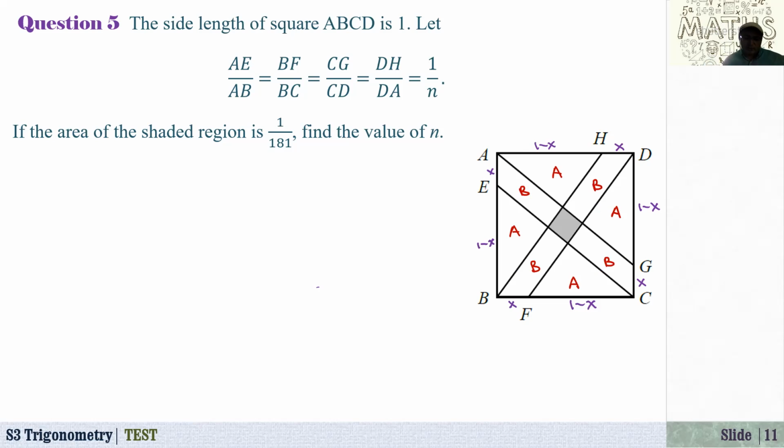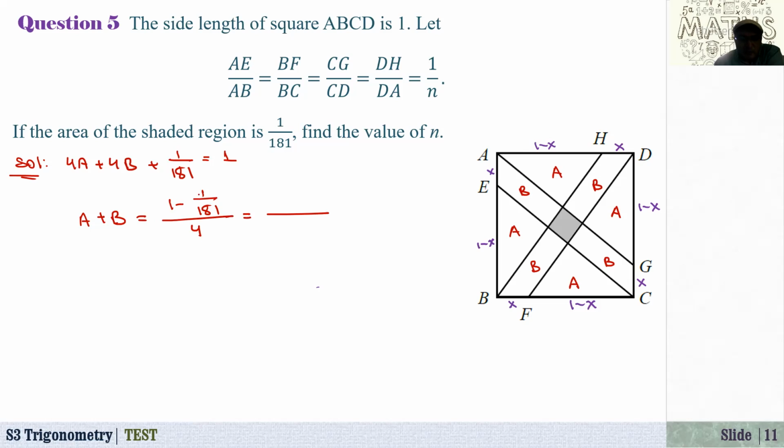Now from here, what I know is 4A plus 4B, right? Plus 1 over 181. That is equal to the area of this square, which is equal to 1. From here, what is A plus B? A plus B is equal to (1 minus 1 over 181) over 4. 181 minus 1 is equal to 180, and 180 divided by 4 is 45. So that's equal to 45 over 181. That is the sum of these two triangles. Okay, so that is the first step. Let me write this first step. Now we know the sum A plus B. The second one is, okay.